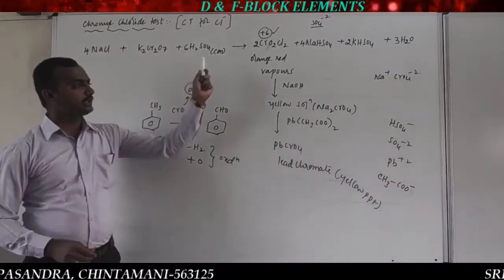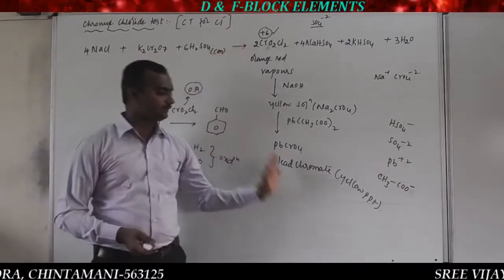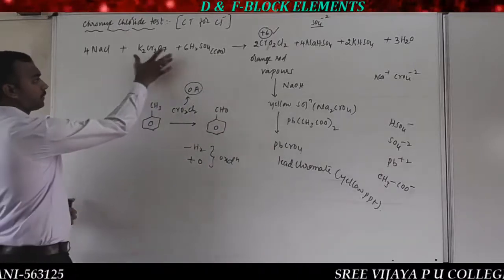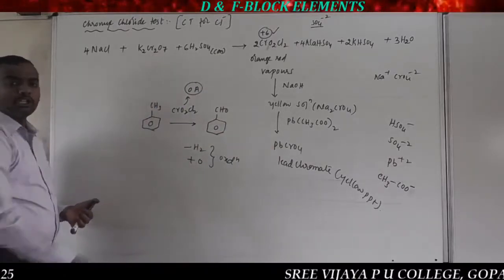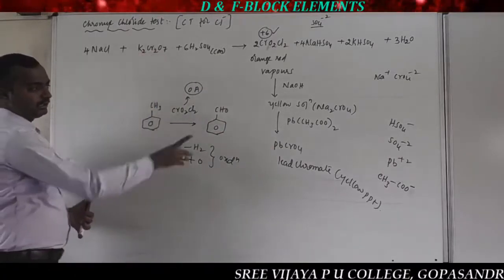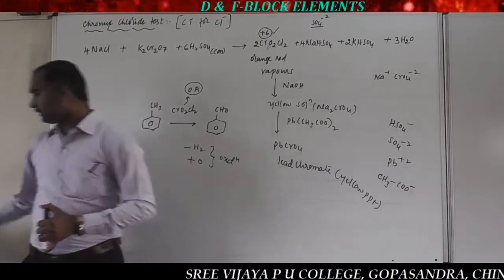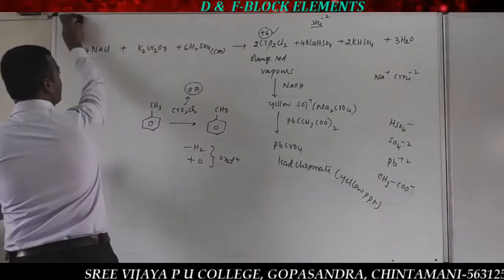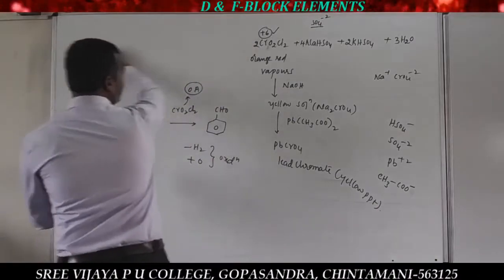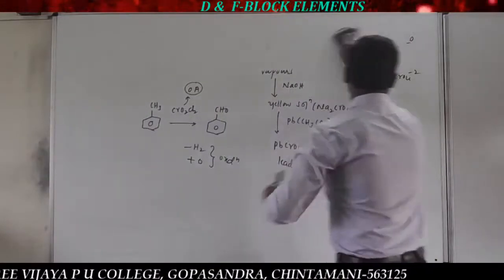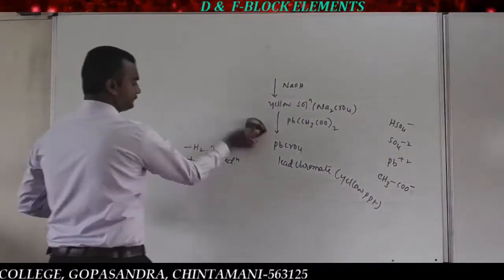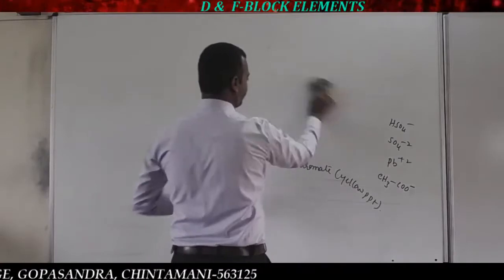They ask these questions as a series of reactions. So that's about chromyl chloride. Who is asking? That is related to potassium dichromate. Since potassium dichromate is used there, I have explained that reaction. So that's about the chromyl chloride test. Then let us go on to the next important component of transition elements, that is called potassium permanganate.